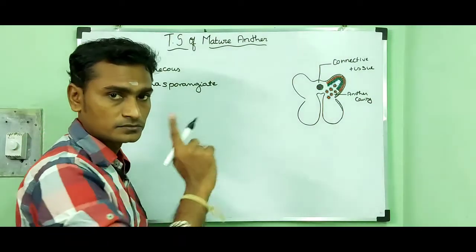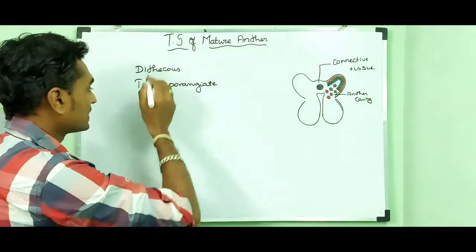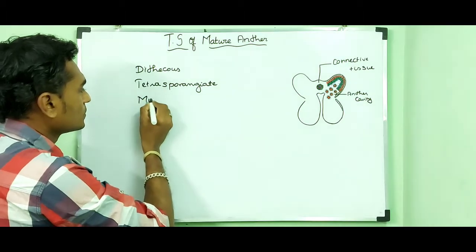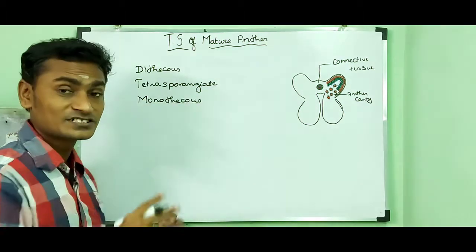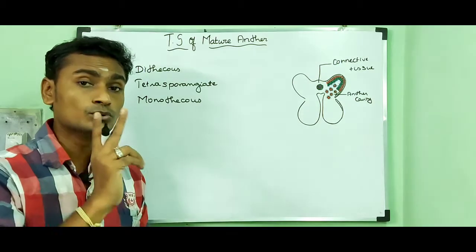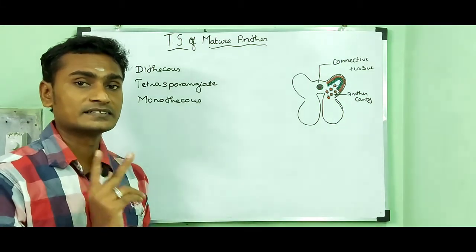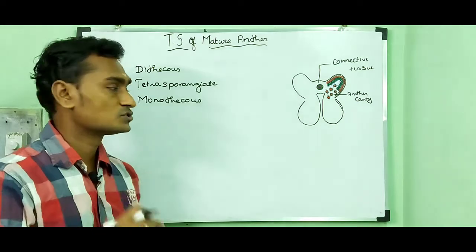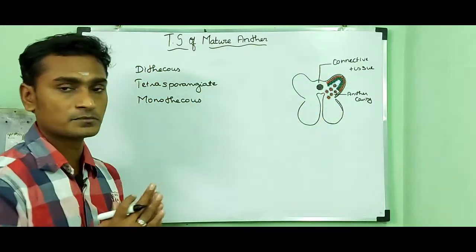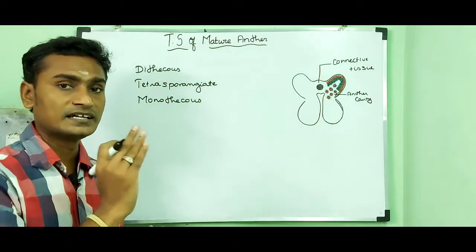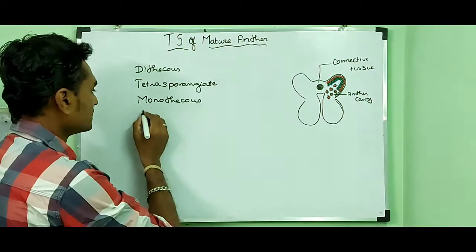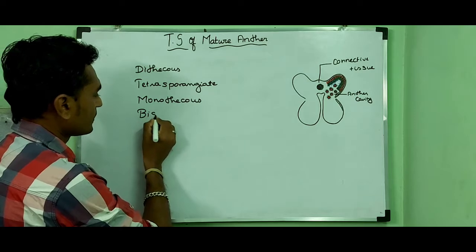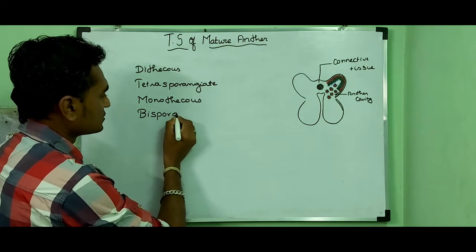In some cases the anther contains only one lobe. Only one lobe will be there. So that anther is said to be monothecous. It contains only 2 sporangia. Only 2 sporangia will be there. So that anther consists of 2 sporangia and it is said to be bisporangiate.